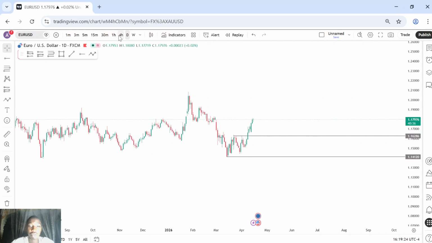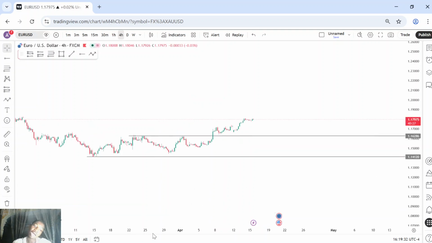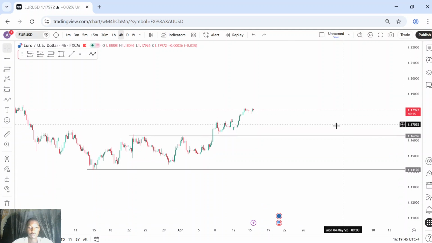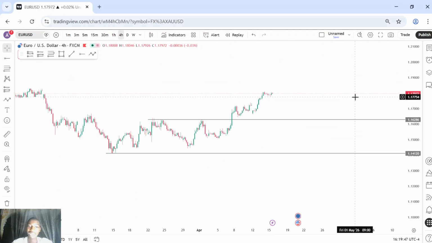So now let's go to the 4-hour time frame. I'm trying to make this as short as possible. I hope it's not my network. On the 4-hour time frame, what do you notice? That it is still in an uptrend. Now I want to show you something.